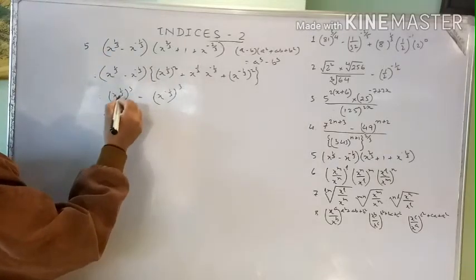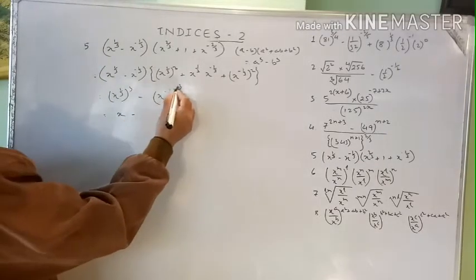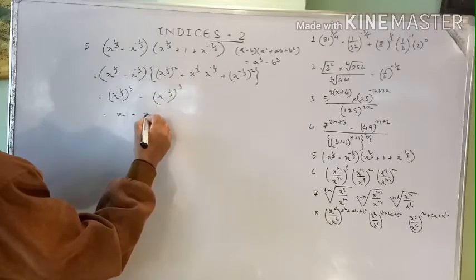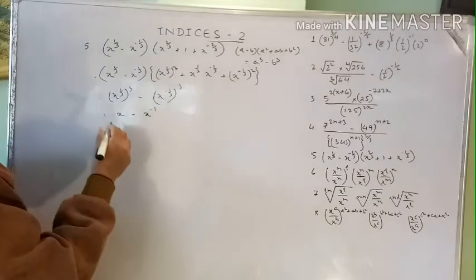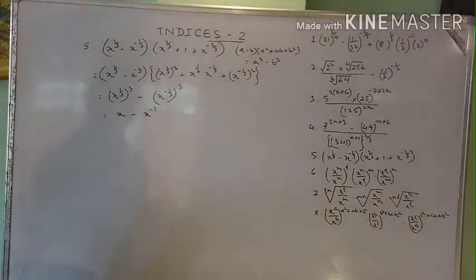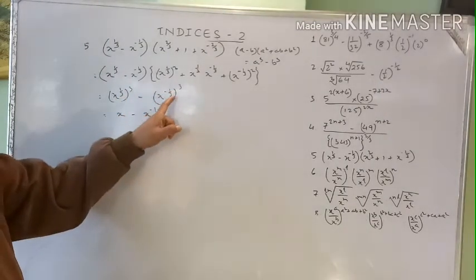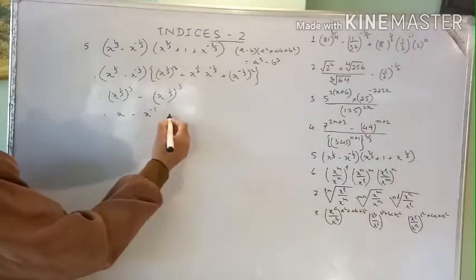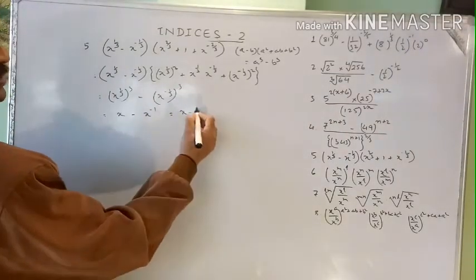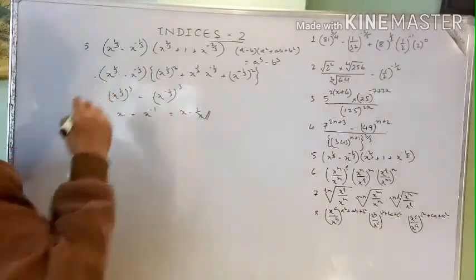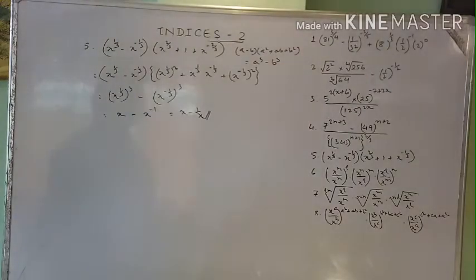So power and power multiply. So we get x to the power minus 1, because when a power is raised to another power, exponents are multiplied. So 1 by 3 into 3 is 1. Minus 1 by 3 into 3 is minus 1. So x to the power minus 1, you can write this as 1 by x with a positive exponent. Okay, so that is question number 5.